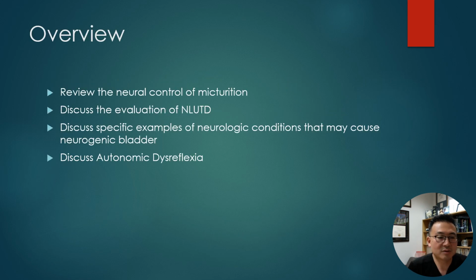We will discuss the review of the neural control of micturition and the neurology involved. We'll discuss the evaluation of neurogenic lower urinary tract dysfunction, and then we'll discuss specific examples of neurologic conditions that may cause neurogenic bladder. And we'll also devote part of the lecture to autonomic dysreflexia, which is often tested on your in-service exams.